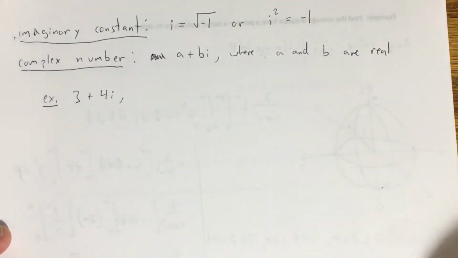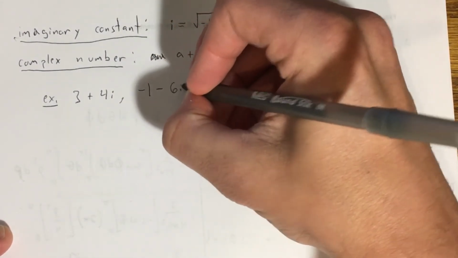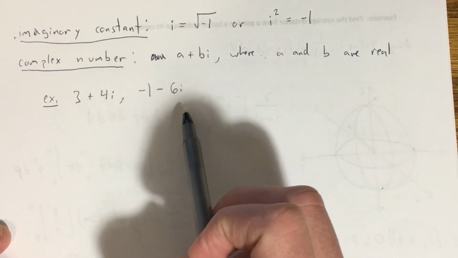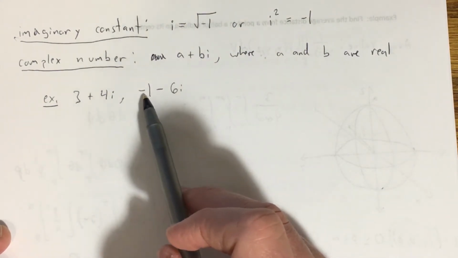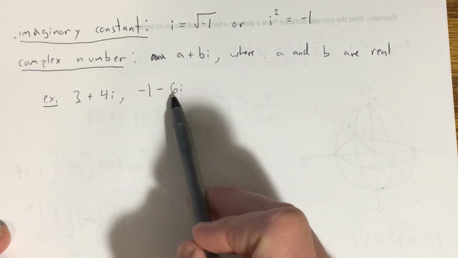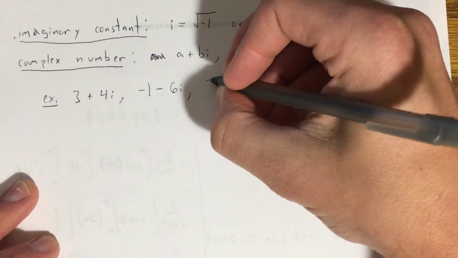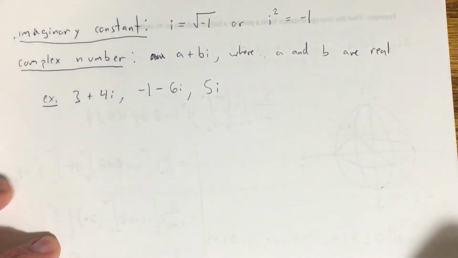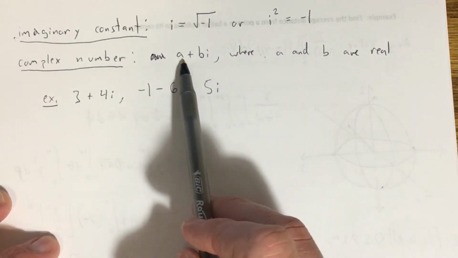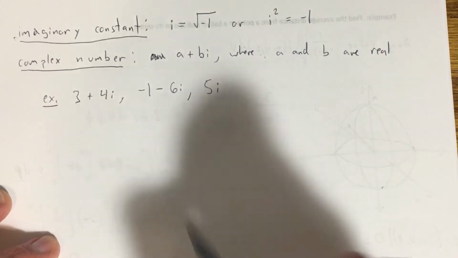Another example of a complex number, -1 minus 6i. It's not a problem that this is a minus instead of a plus, like the definition says, because I could alternatively write this as -1 plus -6i. I just think of the imaginary part as -6. This is an imaginary number, 5i. In this case, the a that's appearing at the beginning is a 0. You don't see it, but I could have written 0 plus 5i.